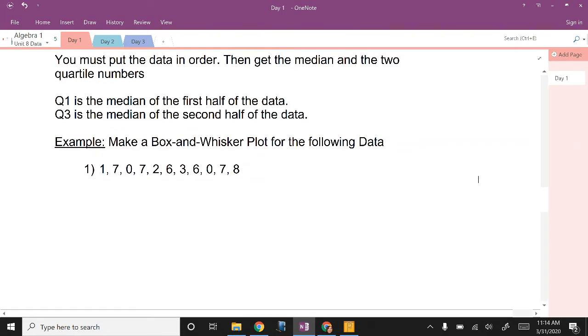So I have some zeros. We'll cross them out as I go. And then I have a 1. Then I have a 2. And then a 3. And then it looks like I have a couple of 6s. 1, 2 6s. And I have 3 7s.